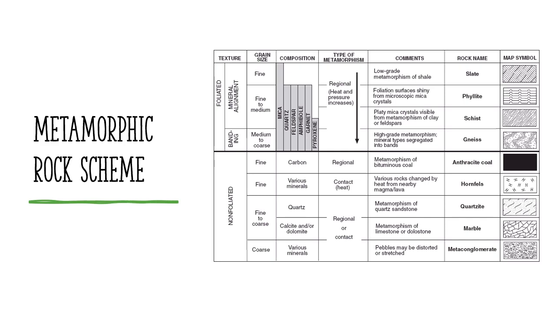So again, we look at what's on our axes. So we have non-foliated and foliated. Those are our types of textures. So when you're looking to identify a rock, that's the first thing you're going to look at. Is it layered or is it not layered? That will immediately eliminate half of the rocks that it could be.